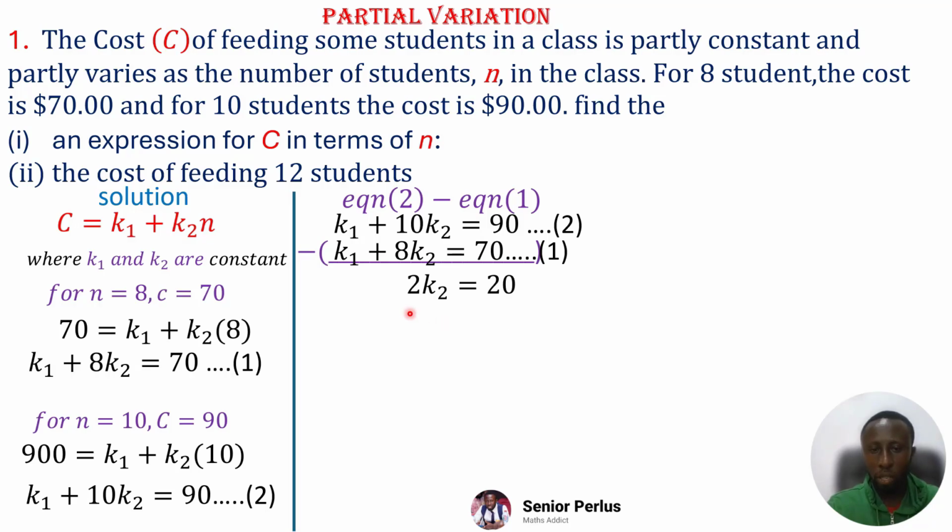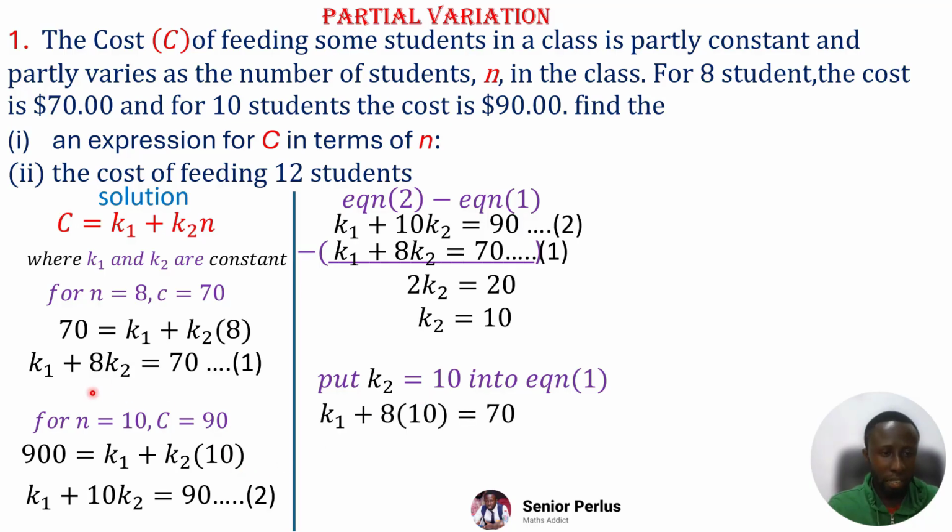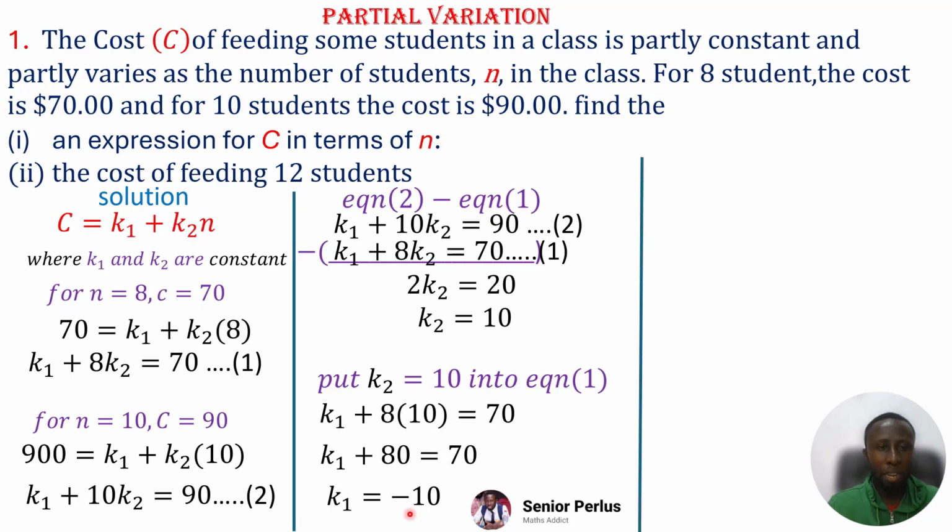So I can solve for k2. I divide both sides by 2, and k2 is 10. Now that I know k2, I can find k1. I put k2 into equation 1, make k1 the subject, and k1 is 10. So my constants of proportionality are k1 equals 10 and k2 equals 10.